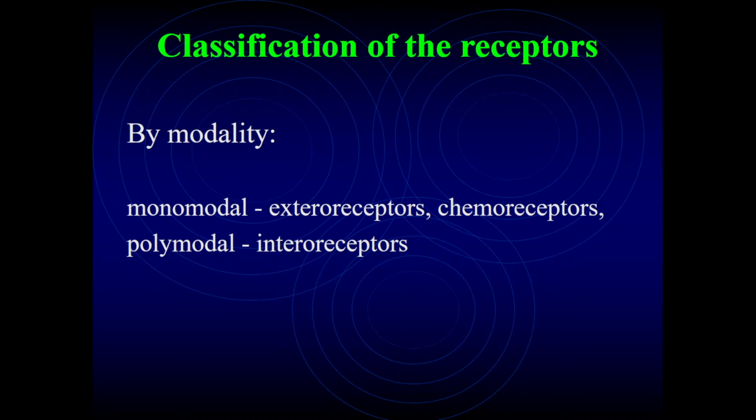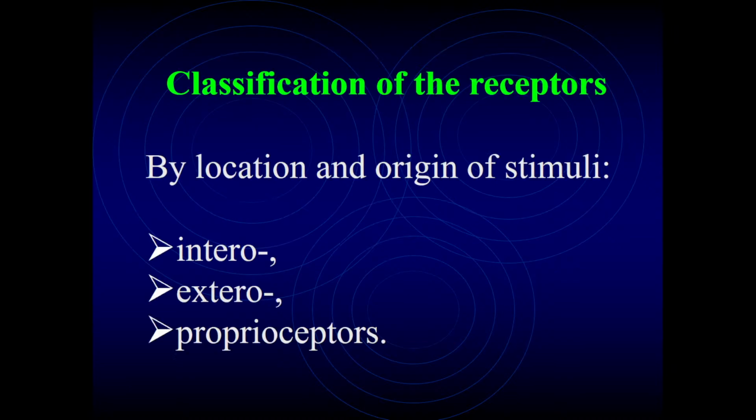The second classification, by modality. There are monomodal or polymodal receptors. Monomodal, there are exteroreceptors and chemoreceptors. Polymodal, there are interoreceptors. By location and origin of stimuli, there are interoreceptors, exteroreceptors, proprioceptors. Examples of interoreceptors, the receptors in visceral organs, exteroreceptors of skin, and proprioceptors of muscles, joints.